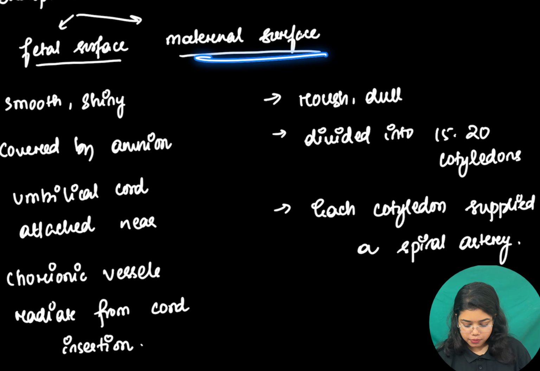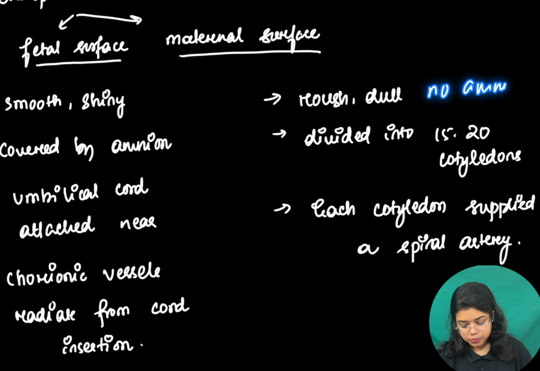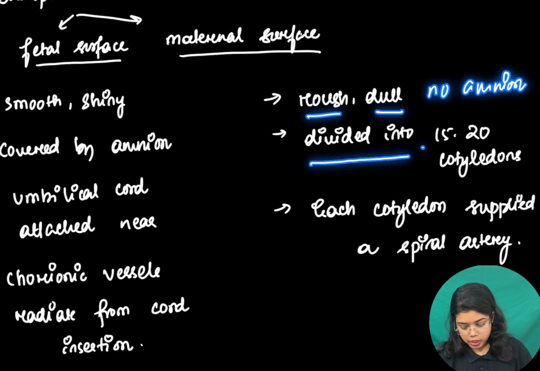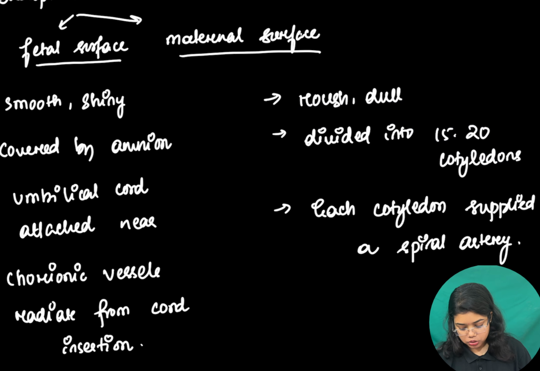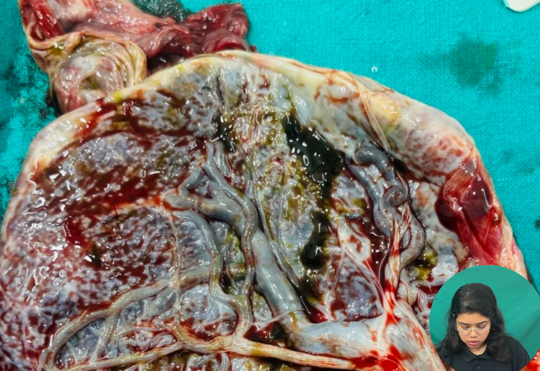What about the maternal surface? I have told you, as there is no amnion, it is rough and dull, and it is divided into cotyledons. About 15 to 20 cotyledons on average, and each cotyledon is supplied by the spiral artery. So the placenta consists of the cotyledons. I'll show you the diagram.